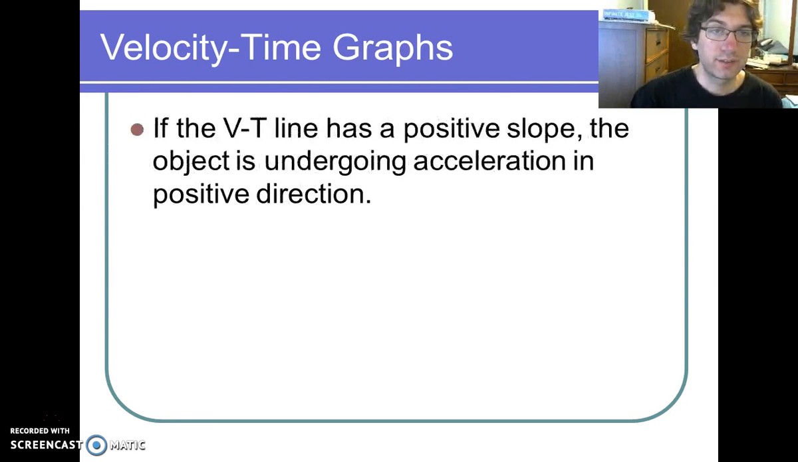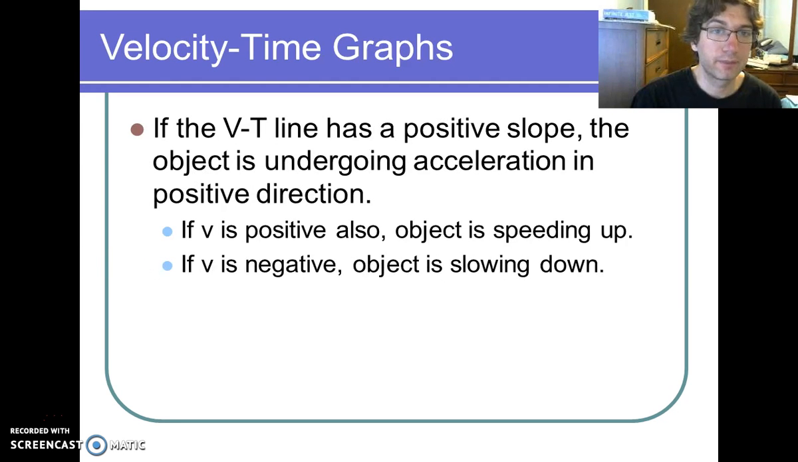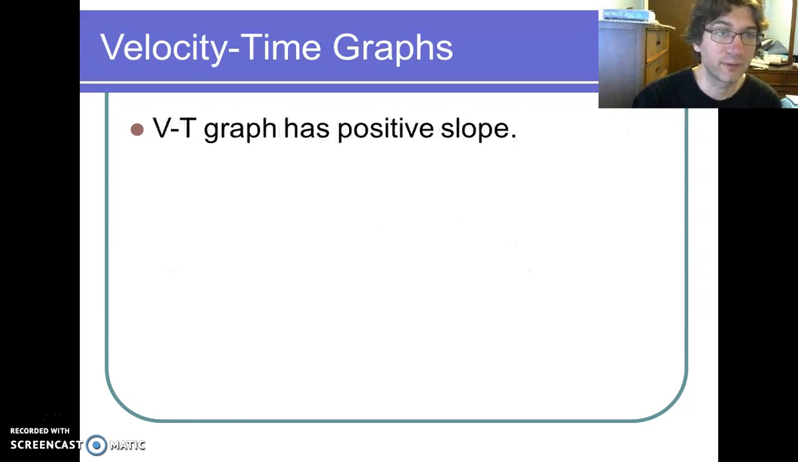Let's see here. A velocity time graph has a positive slope, then the object is undergoing acceleration in a positive direction. So if v, or velocity, is positive, also the object is speeding up. If velocity v is negative, then the object is slowing down. So you got to pay attention on where on this y-axis v is located. It's in the positive areas, and it's going with a positive slope, then it's actually going to be speeding up. If it's in the negative area and it's going with a positive slope, it's actually going to be slowing down.